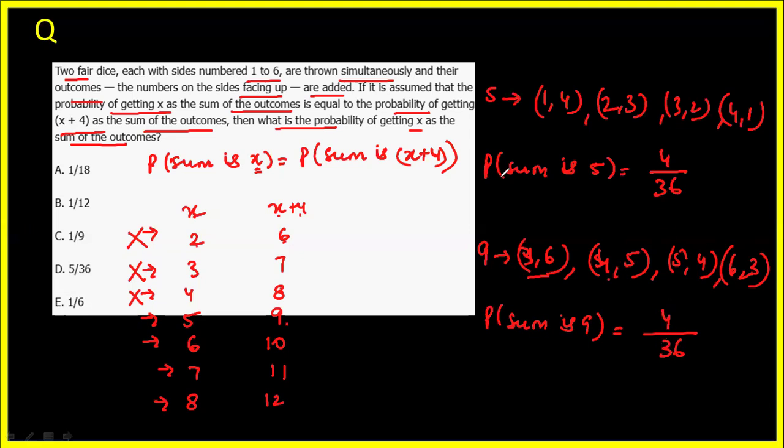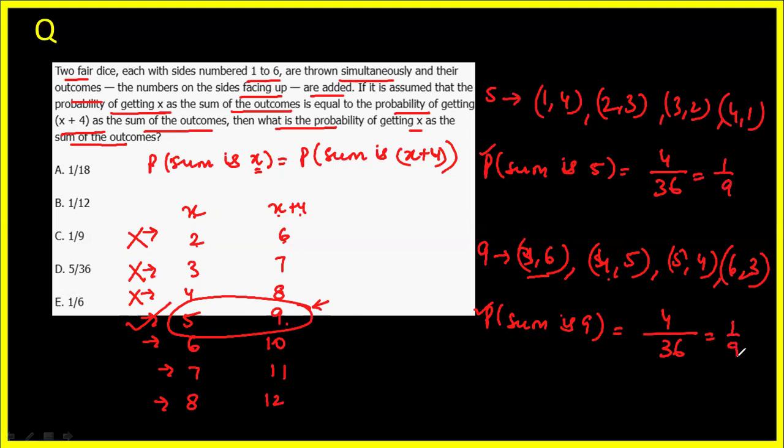Is it equal? Yes. Probability that the sum is 5 is equal to probability that the sum is 9. Both are coming out to be 4 upon 36. That means that's the valid case. Other cases we can eliminate. We just have to find this particular case where the probabilities are equal for getting a sum as x and getting a sum as x plus 4. So what is the probability? In simplified form, that is 1 upon 9.